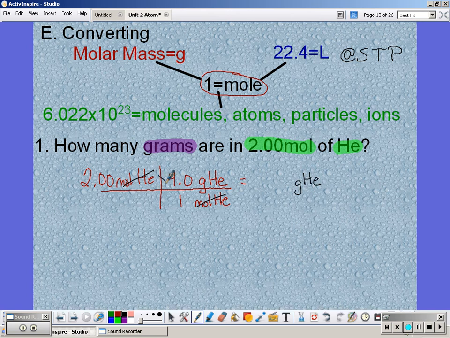So we're going to multiply the top, divide the bottom. 2 times 4 is 8, divided by 1 is 8. So the answer is 8. My sig figs have to match my given. I have 3 significant figures in my given, so I need 3 in my answer. So to make 8 have 3 significant figures, we can just add 0.00. And that would be the answer.